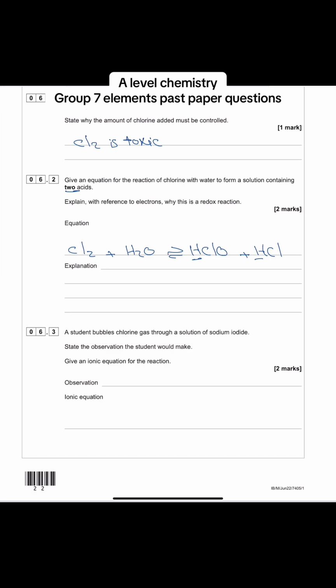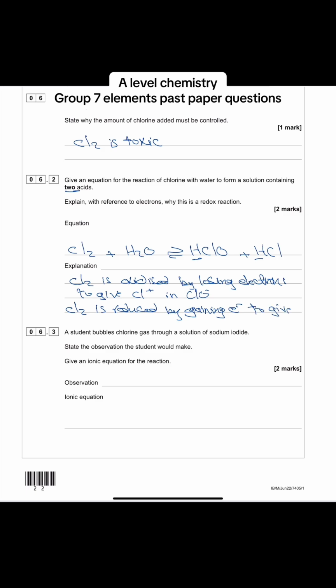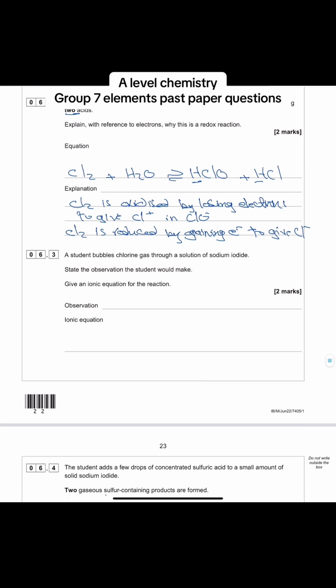Then they ask you to explain, with reference to electrons, why this is a redox reaction. So this is a disproportionation reaction. Chlorine has been oxidized and reduced. So first, chlorine is oxidized by losing electrons to give the chlorine in chlorate(I). And chlorine is reduced by gaining electrons to give the chloride. So this is how to answer this particular question.